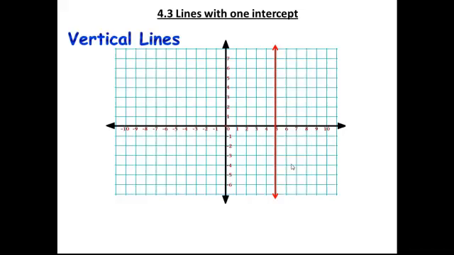Okay, last time we looked at how we would graph a line using the x and y intercepts. So today we're going to look at lines that only actually have one intercept. The first example of those types of lines we're going to look at are vertical lines. You can see the red line that I've drawn on the Cartesian plane here.